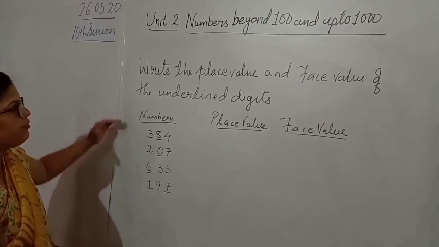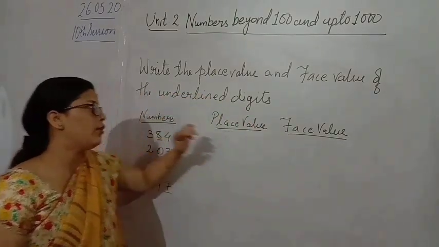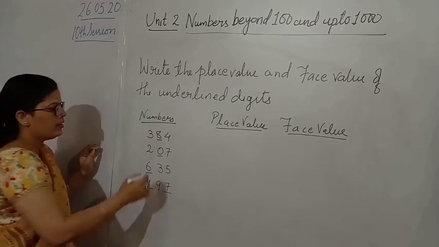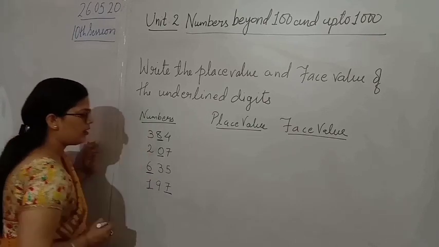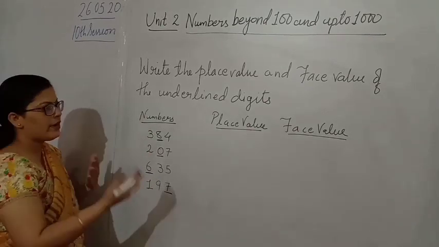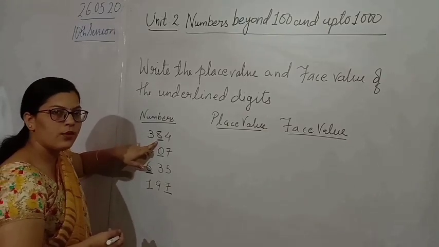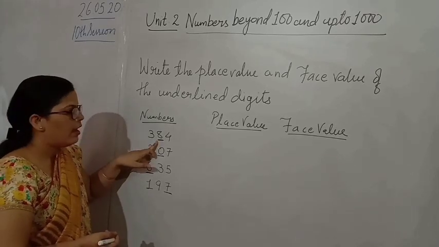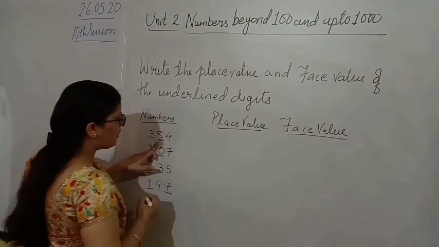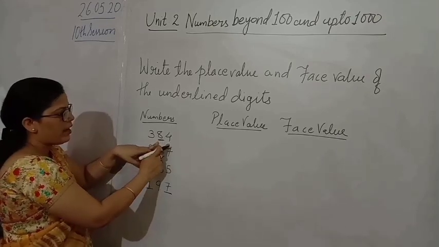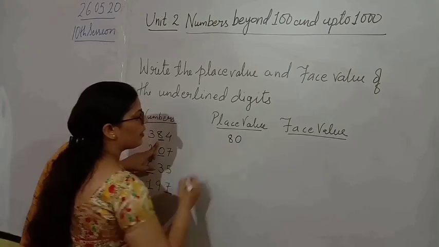So now if the question is write the place value and face value of the underlined digit. These digits are underlined: 8, 0, 6 and 7 in these given numbers. So how will we write the place value and face value? Here, this first number is 384 and the underlined digit is 8. First we'll write the place value of 8. Now what is the place of 8? Ones, tens. 8 is at tens place. 8 tens means place value will be 80.